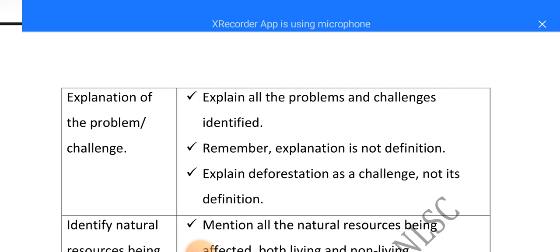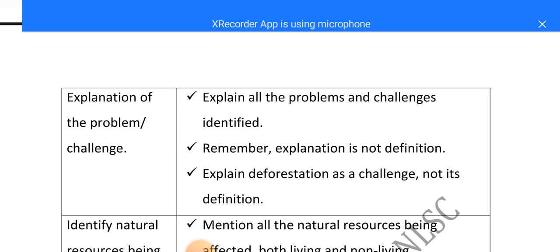Now after identifying those challenges, what comes next is explanation of the problem or challenges. My dear friends, when we talk about explanation, this part requires that every problem you identify, you must explain it in order to get maximum scores here. Now they are saying explain all the problems and the challenges identified. That for you, after identifying your problems and the challenges in the scenarios above, when you are answering, you have to explain.